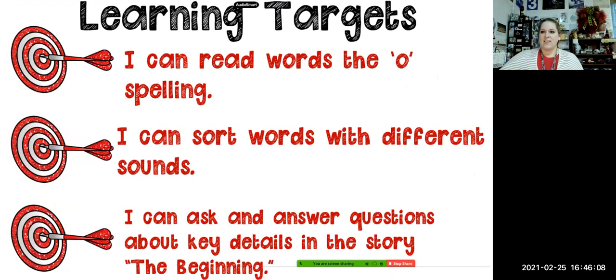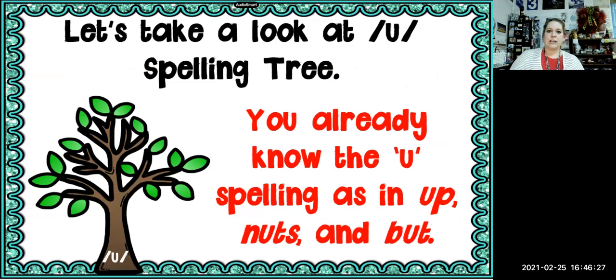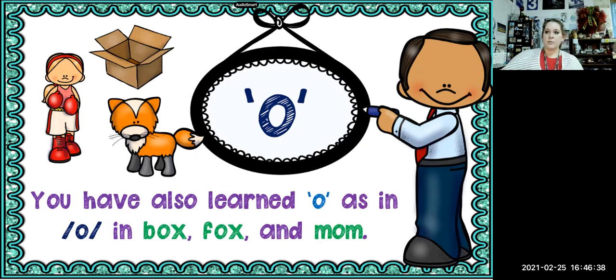Very good, guys. Alrighty, so our learning targets for today's lesson are, I can read words with the O spelling, I can sort words with different sounds, and I can ask and answer questions about key details in the story, the beginning. So let's take a look at our spelling tree. So we already know the spellings, like in the words up and nuts and butt. And we've also learned just yesterday about the O as a in box and fox and mom.